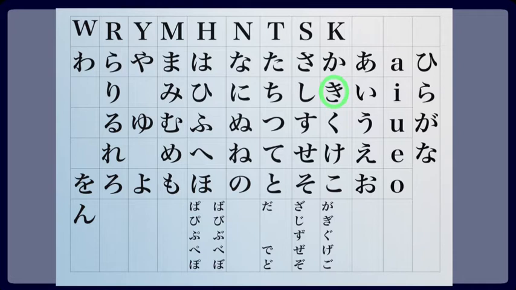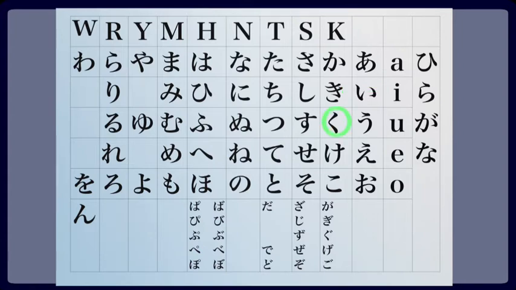Therefore, to continue the pattern, the next letter down would be ki. Ki being a combination of the K, because it's in the K column, and the I, as it is in the I row. So we say ki.